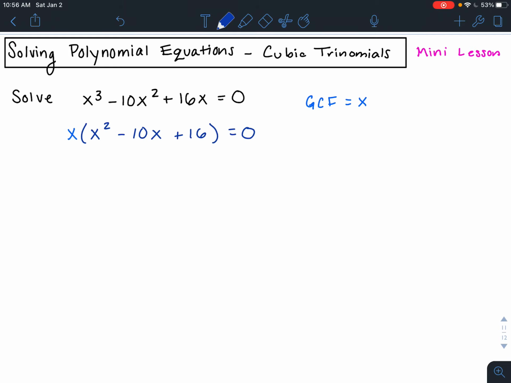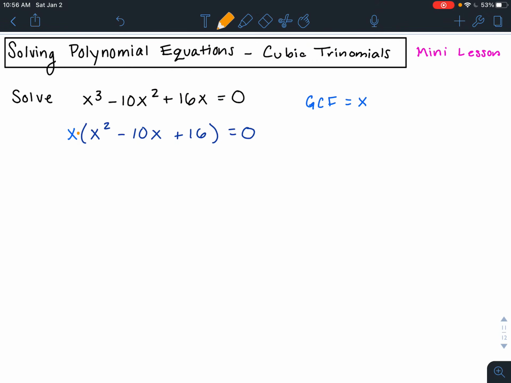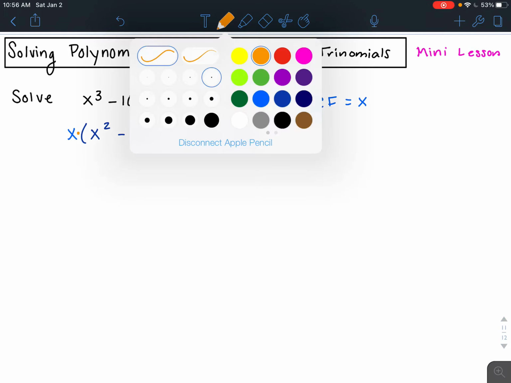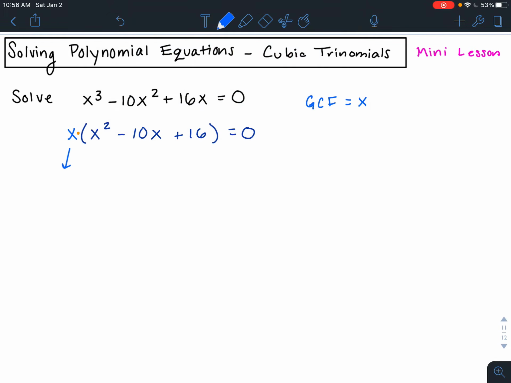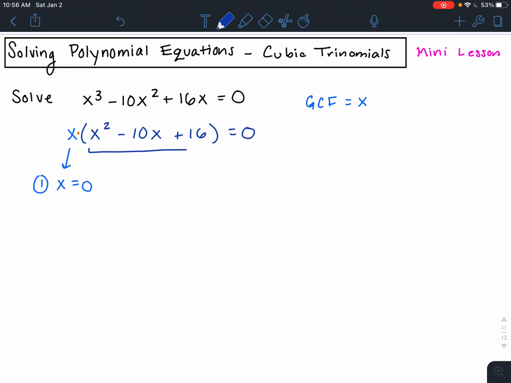Now technically, to be super formal about this, we're going to use what's called the zero product property. That just says when we have a product, which we have here, x times that whole quantity, and two things multiply to equal 0, one or both of them must be equal to 0. So all we're going to do is set the two components equal to 0, and then solve each of them individually.